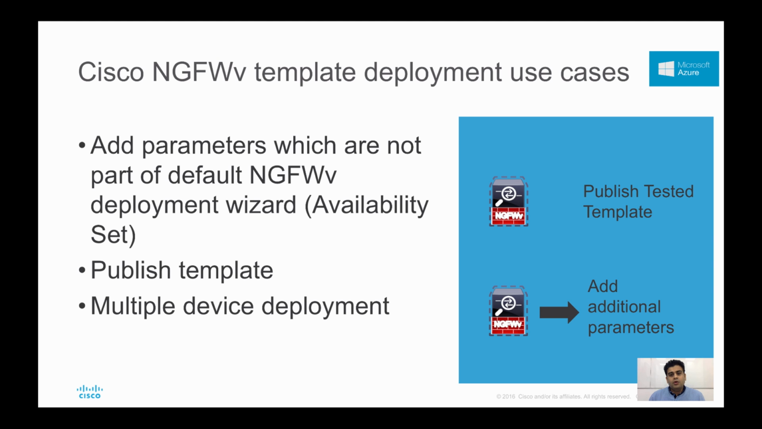So now if you are looking to add additional attributes to your virtual appliance and that attribute is not part of a deployment wizard, then you can create a template, put all the new attributes as a part of the template and deploy your virtual appliance using a template. For example, availability set is not part of deployment wizard. So if the requirement is to add multiple virtual firewalls behind a load balancer, it is important that all virtual firewalls are part of the same availability set.